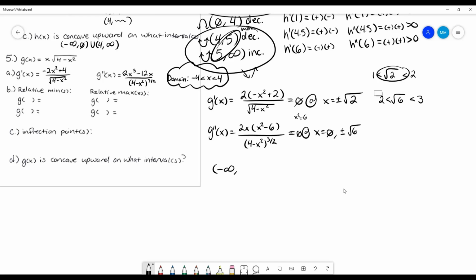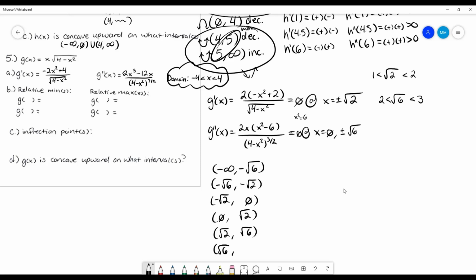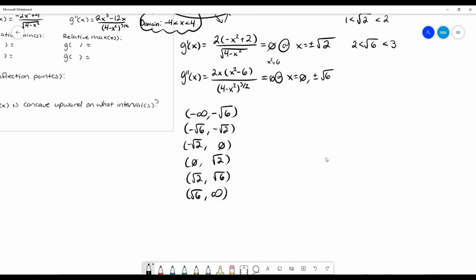Obviously this is bigger than this, so it's going to be negative square root of 6, negative square root of 6 up to negative square root of 2, up to 0, positive square root of 2, positive square root of 6, up to infinity. Okay, and now we just need to plug in values. So let's take that first derivative. I know that it's less than 3, so I can use a negative 3 here.